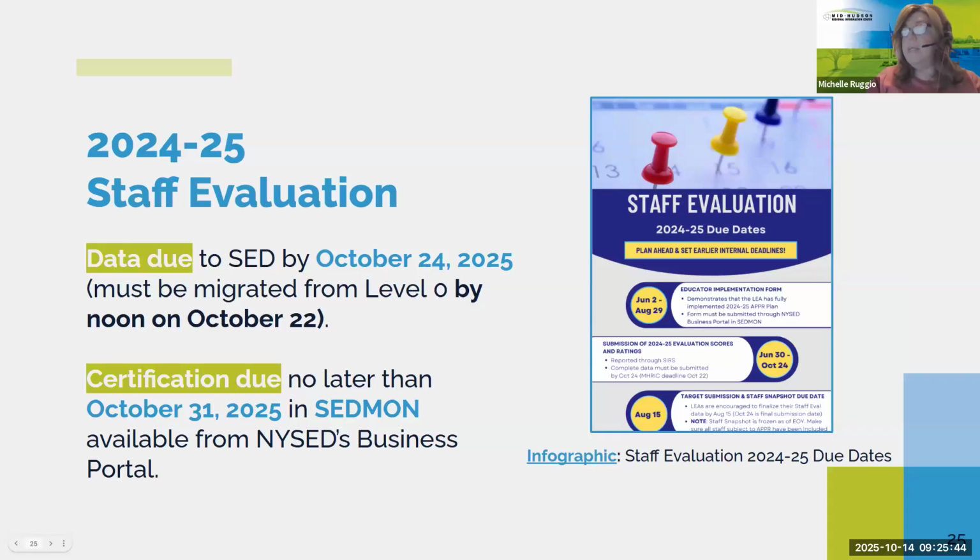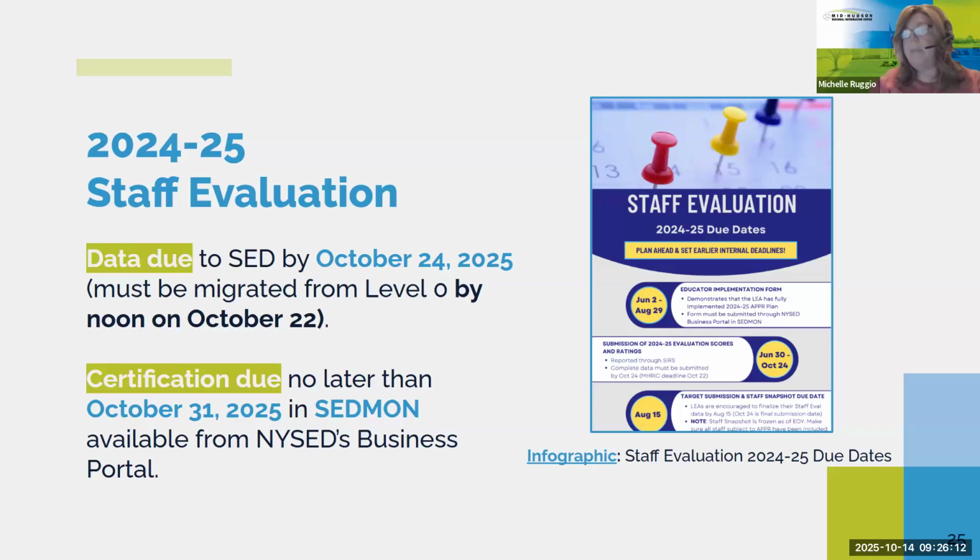All right, so moving on, also due, as Sam had mentioned earlier, this month is the 24-25 staff evaluation collection. Scores and ratings must be migrated from level 0 by noon on October 22nd in order to meet NYSED's deadline of October 24th. Certification will then be due no later than Friday, October 31st, and the form is available from SEDMON within NYSED's business portal.